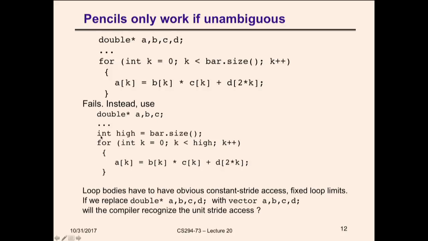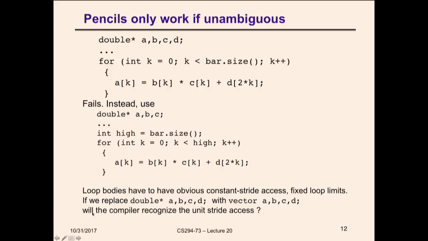So here's what I do. I declare an integer variable high equal to bar.size. And then I just write the loop, int k equals 0, k less than high, k++. This is the loop. Everything works. You get the high performance. You get the messages that say it knows how to do the right things. Loop bodies have to have obvious constant stride access and fixed loop limits in order to get the full benefit of what you can do with this.